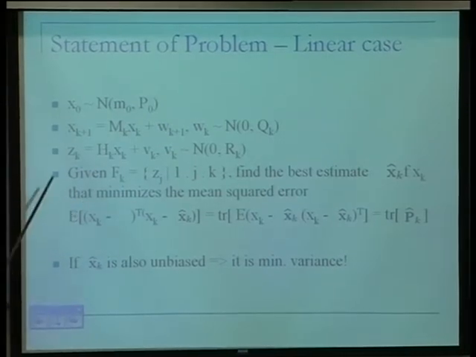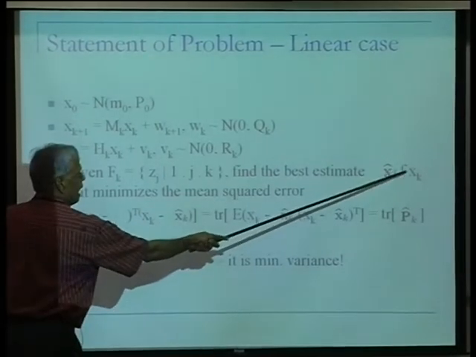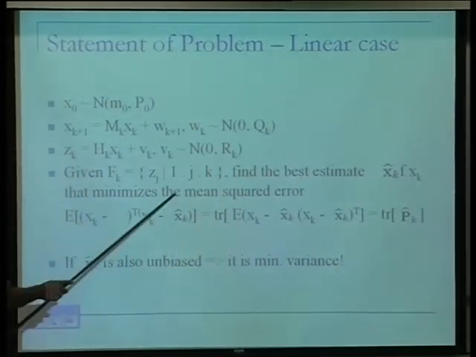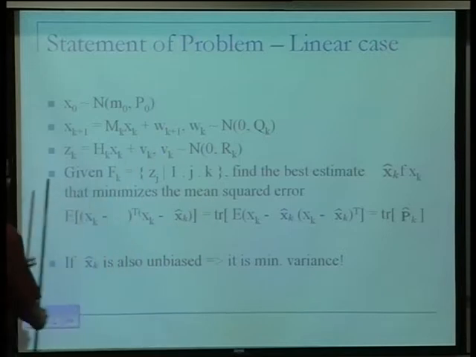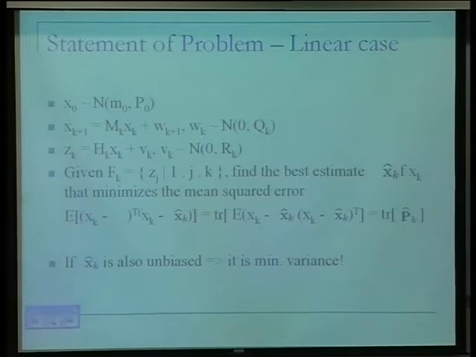So what is the problem? Given a bunch of n observations, find the best estimate x hat of k of the true state that minimizes the mean square error. So what is that? The expected value of (x hat of k minus x_k) transpose (x hat of k minus x_k). This is a scalar. So I can do mathematical jugglery and then show.